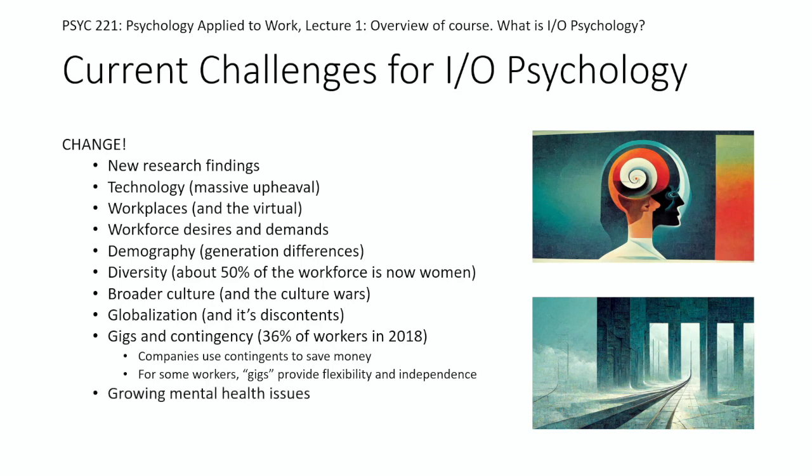And then some of the other challenges are growing mental health issues and growing mental health crises in our culture. All of these are dynamic things that IO psychology has to address when applying their techniques to work.